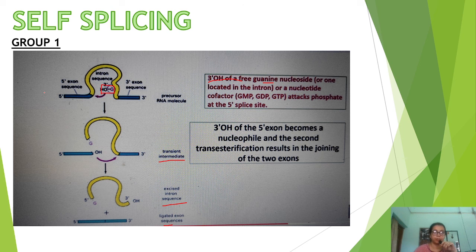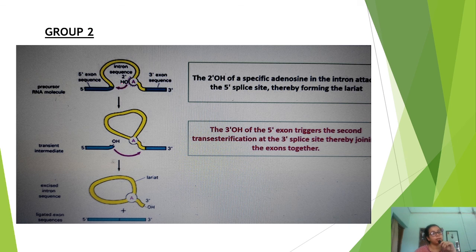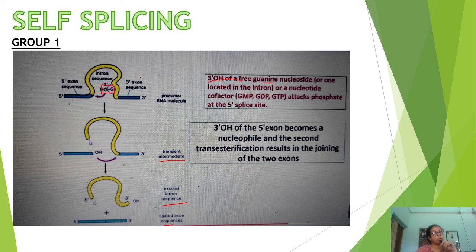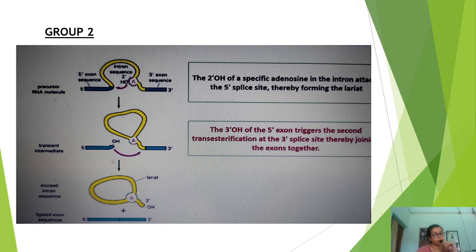The process is the same, whereas there are certain differences, like here G is the branch point. Moving to group 2, here the branch point is the adenine. This is the difference between group 1 and group 2. In group 1 guanine is the branch point and in group 2 adenine is the branch point. Rest all the things will be the same. Here again this OH will form a nucleophilic attack on this 5' splice site, as a result of which the free OH will be formed at the 5' end. This will again attack the 3' splice site, and here a lariat formation will take place. This is the process which takes place in group 2.